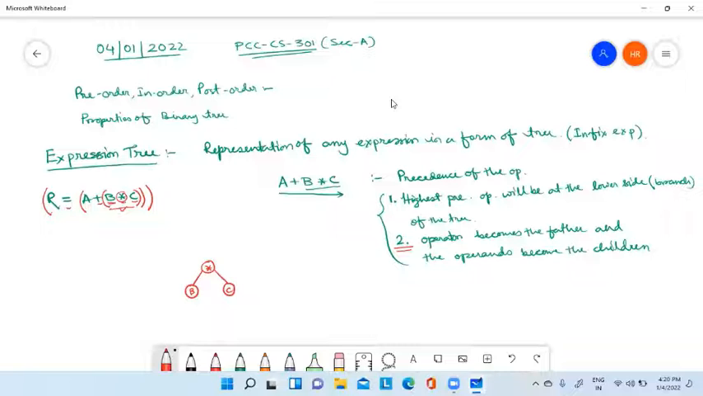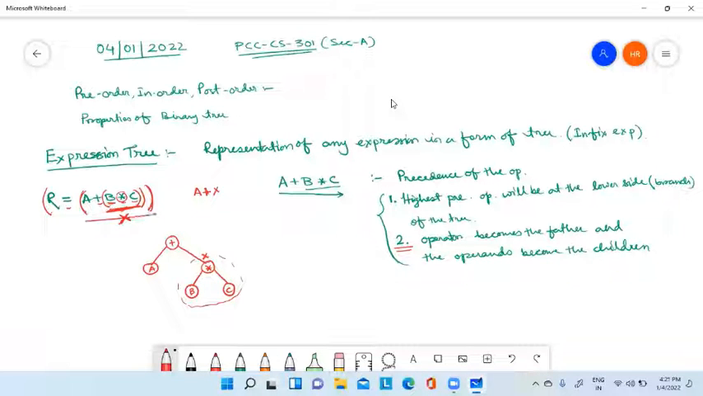Now this single thing becomes one operand, suppose x. So now my next expression is a plus x. Plus becomes the father. This is x, so it will come on the right-hand side and a will come on this side. Okay, done. Up to this is done.